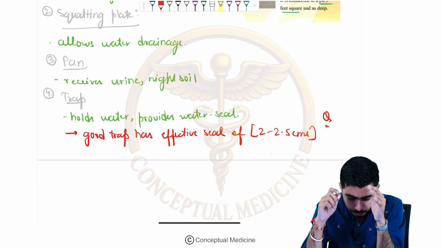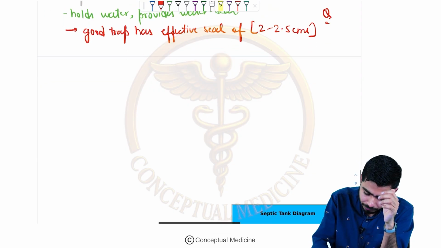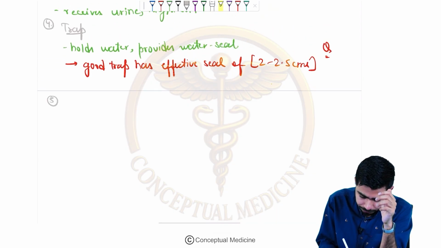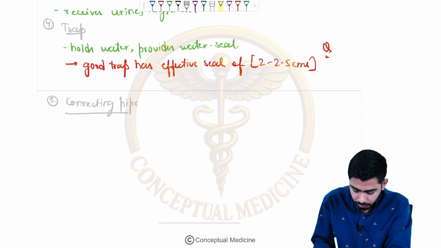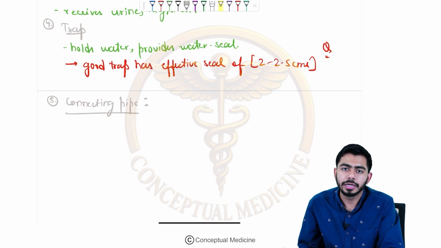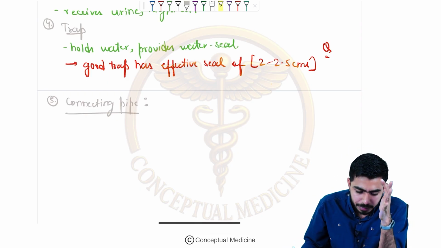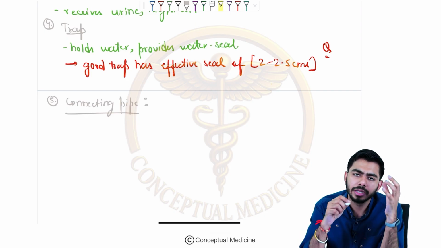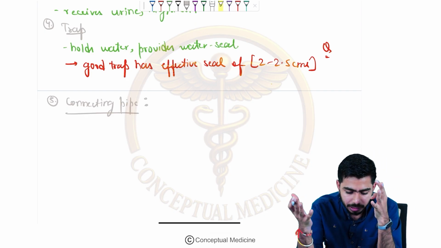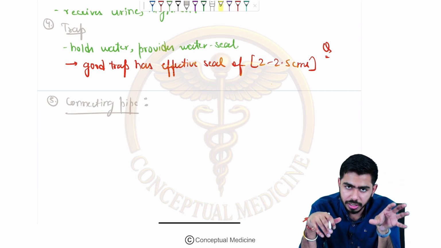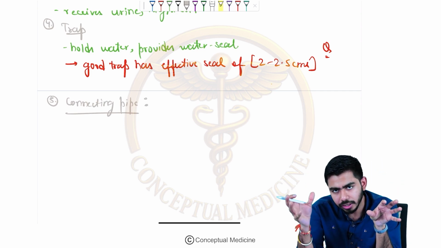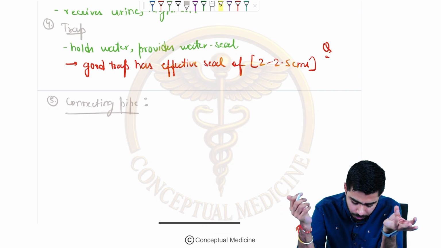Now the next point, after the trap, is the connecting pipe. In the connecting pipe there could be the direct type and the indirect type. The connecting pipe is present in the indirect type and absent in the direct type. That is the only thing you need to remember in this case.